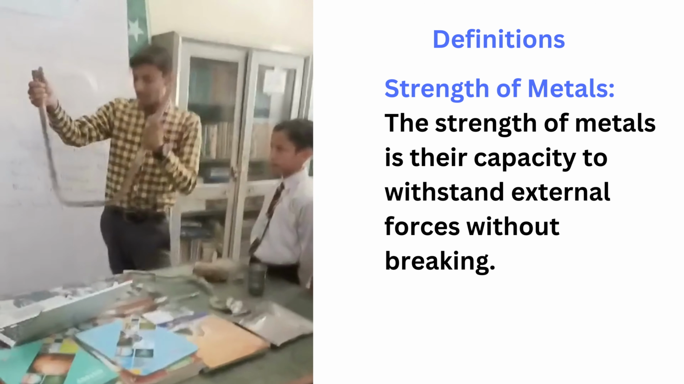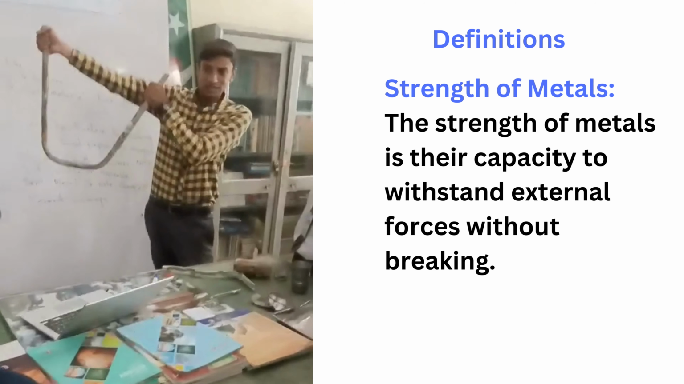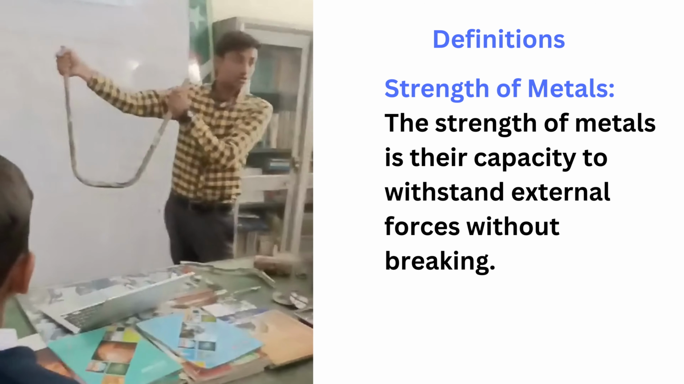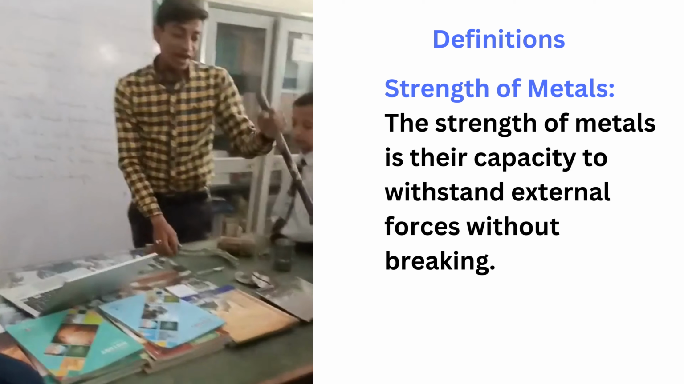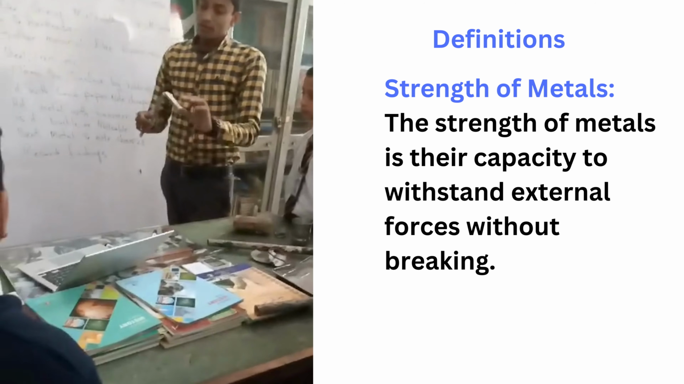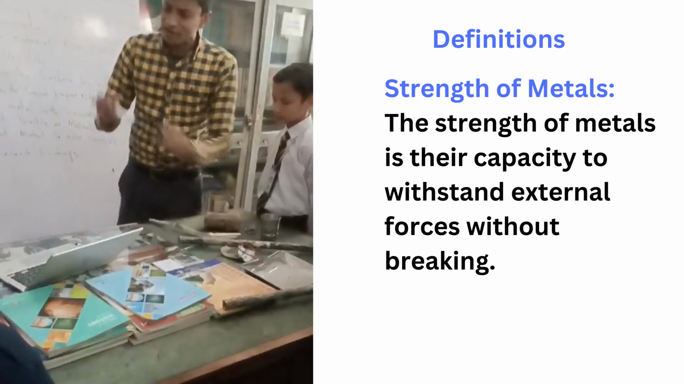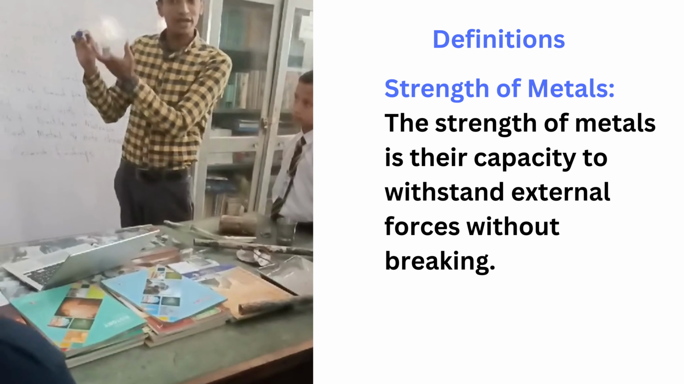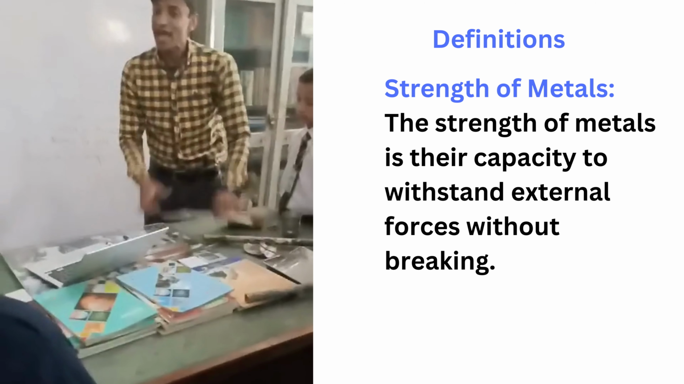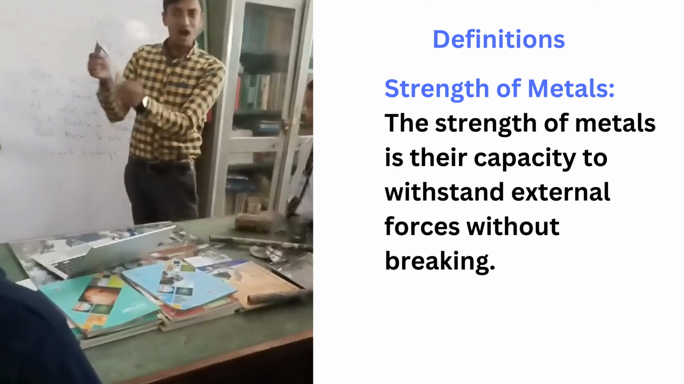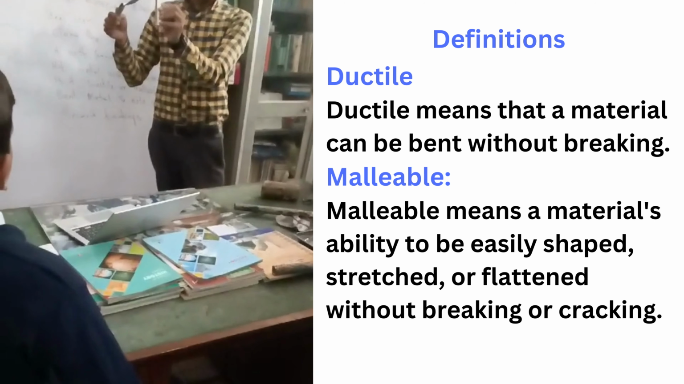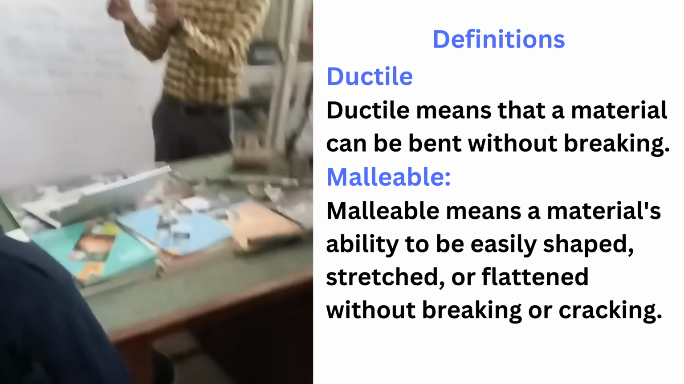Metals have strength. Look, this is hard and strong. Metals are hard and strong and can be bent. A non-metal, if we bend it, can break. But metals have bending strength. It's still not broken. That is called ductile.